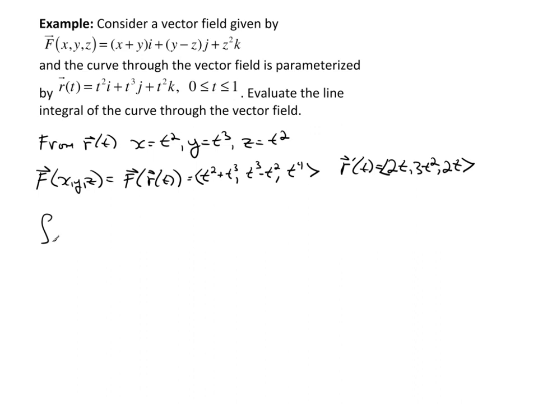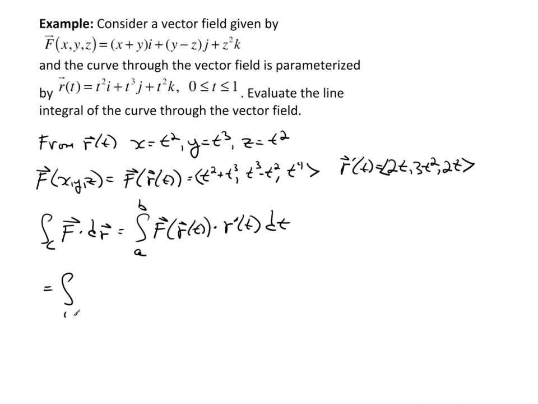So this line integral over the curve is going to be f dot dr, which equals the integral from a to b of f of r of t dot r prime of t dt, which equals the integral, t goes from 0 to 1, of f, which is now (t squared plus t cubed, t cubed minus t squared, t to the fourth), dot (2t, 3t squared, 2t) dt.